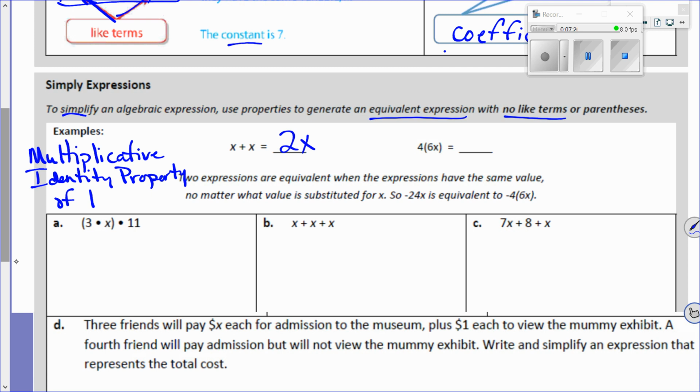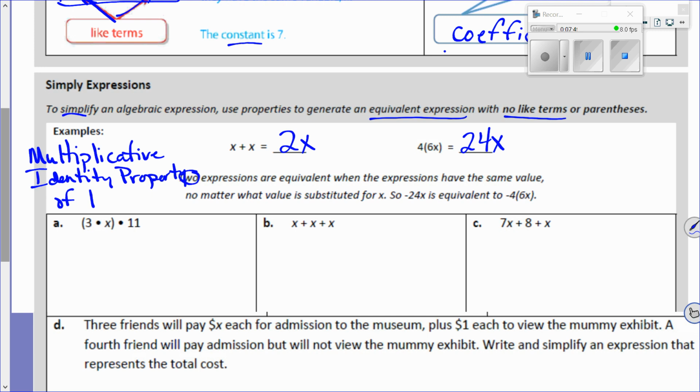Okay, what about 4 times 6x? 4 times 6x is 24x. Sean? 24x. Well done, Sean. Because what does that mean? It means I have 4 groups of 6x's. So how many groups of x's do I have? 24.